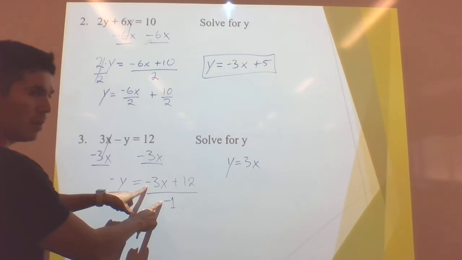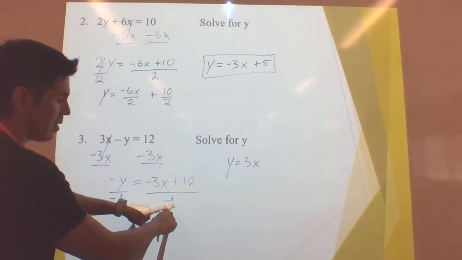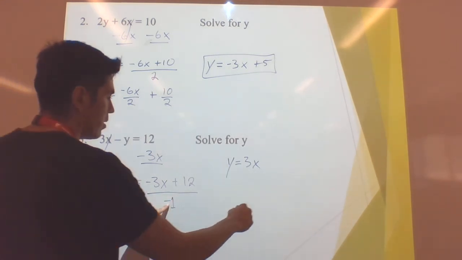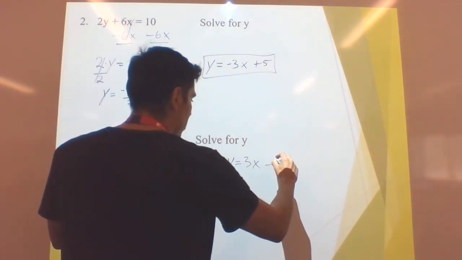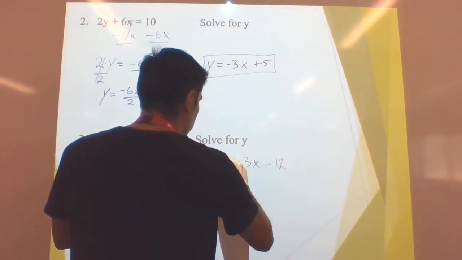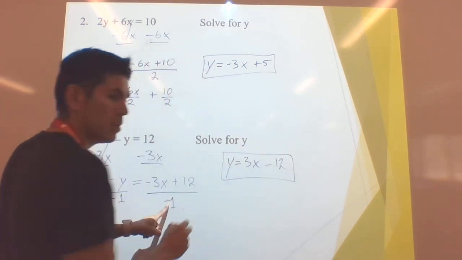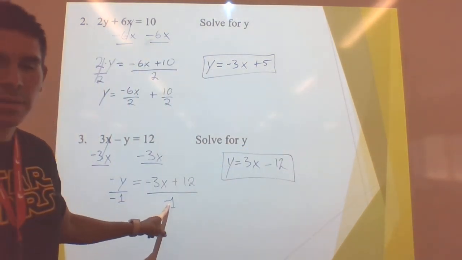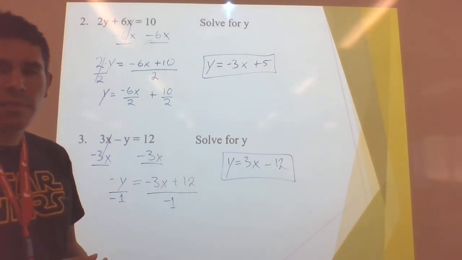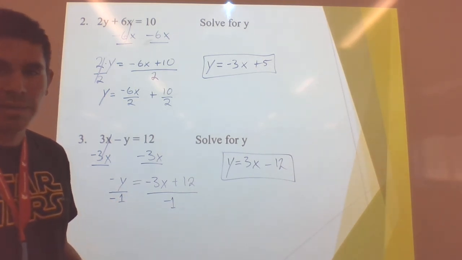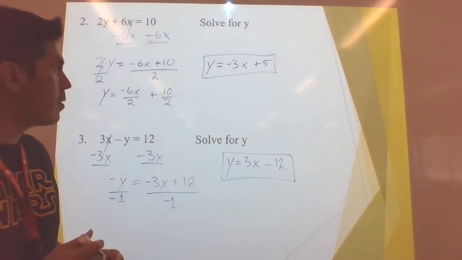A positive divided by a negative is just what? It's going to be a negative. What's 12 divided by 1? 12. So that's the answer. A nifty trick of how to get rid of a negative. If you have y being negative, you want to make it positive. And that goes for anything.